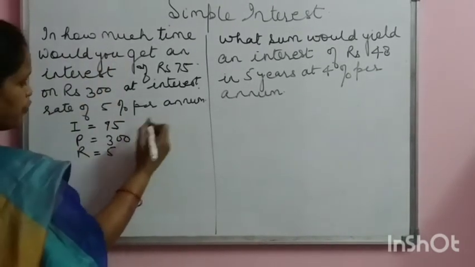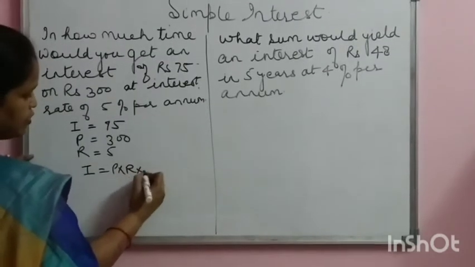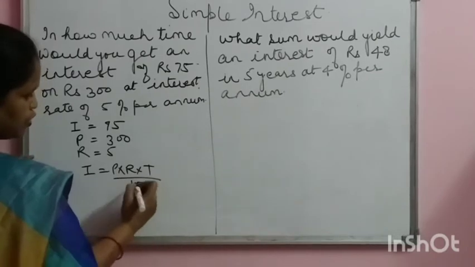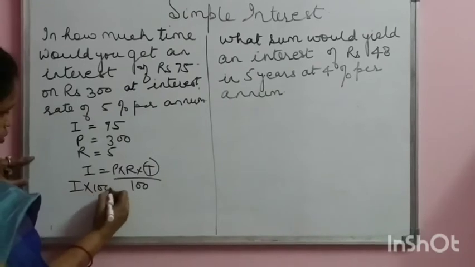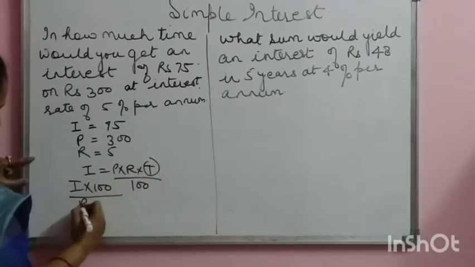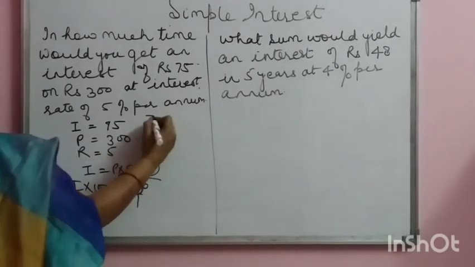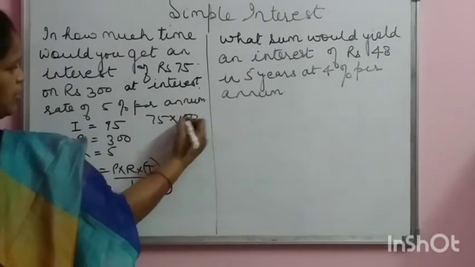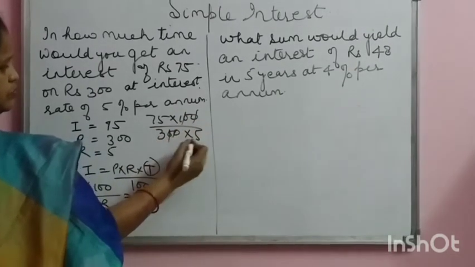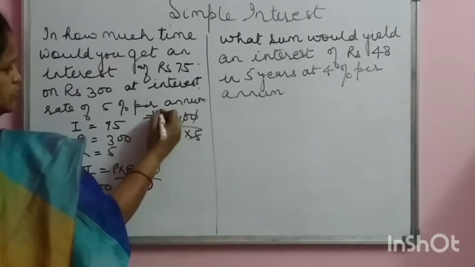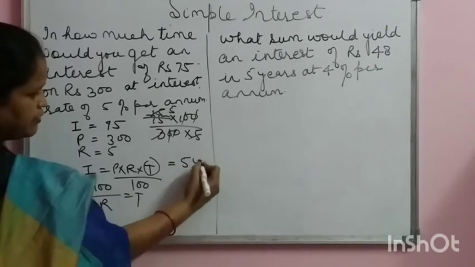As we know, the formula is I is equal to P into R into T upon 100. To calculate time, we'll do the formula in this way, right? So this will give you T. So 75 into 100 upon 300 into 5. ठीक है, 5. So your time is 5 years.